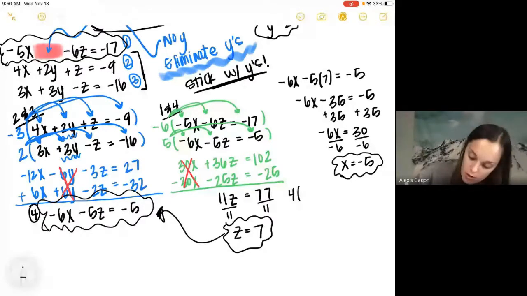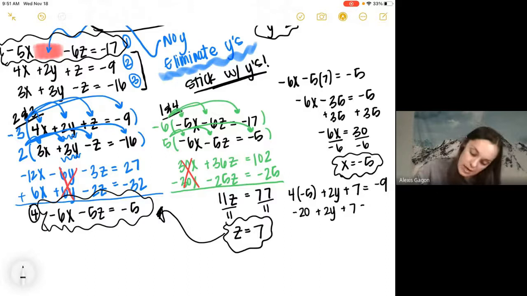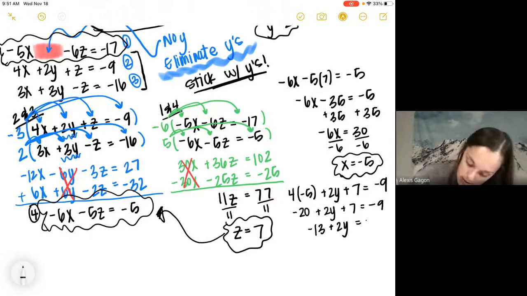So it's going to be 4 times negative 5 plus 2y plus z, which is 7, equals negative 9. And then we just have to solve this equation. So negative 20 plus 2y plus 7 equals negative 9. Negative 20 plus 7 is negative 13 plus 2y equals negative 9. Add the 13 over. We get 2y equals 4. So y equals 2.